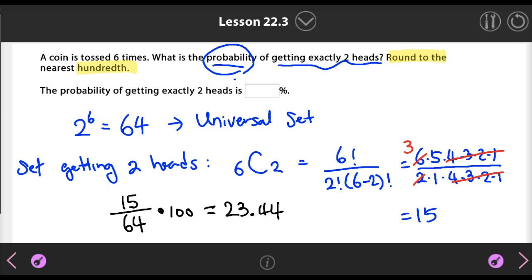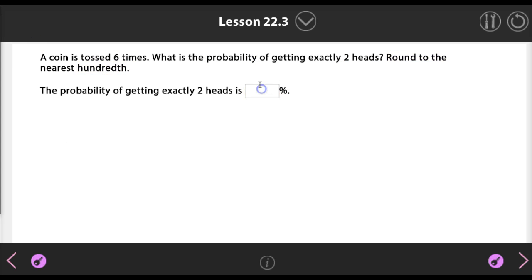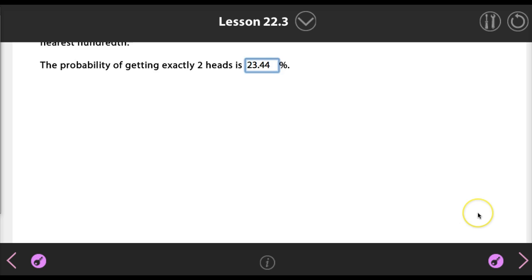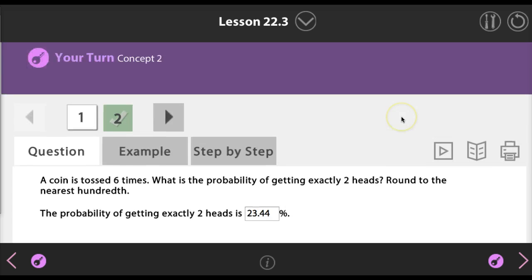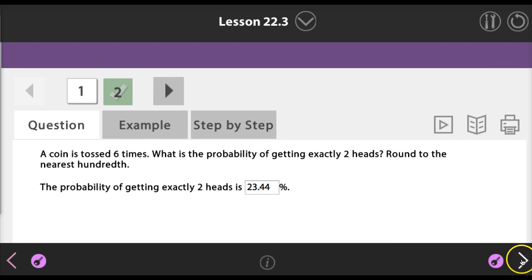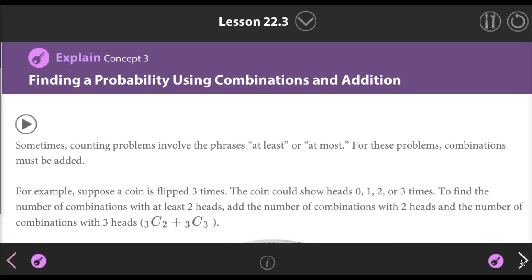So then, of course, as you can see, I already did this. And then I checked my answer, but let me do it again. Did I check my answer or not? Oh, yay, I got it right. Okay. So now let's move on.